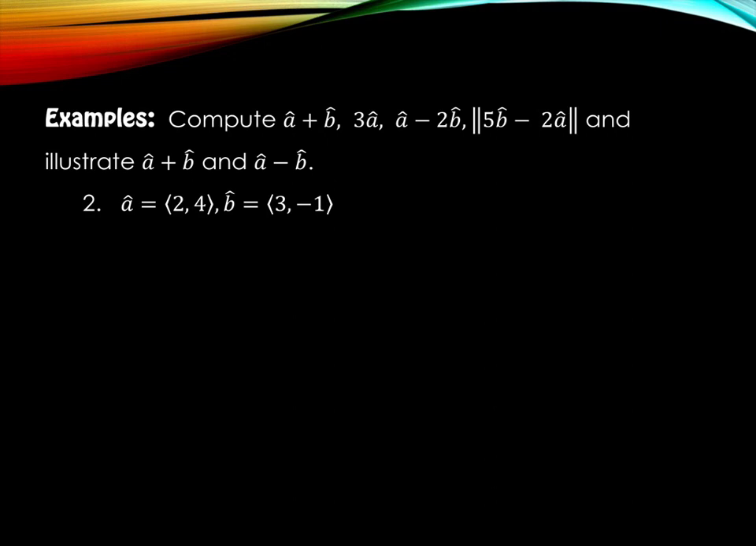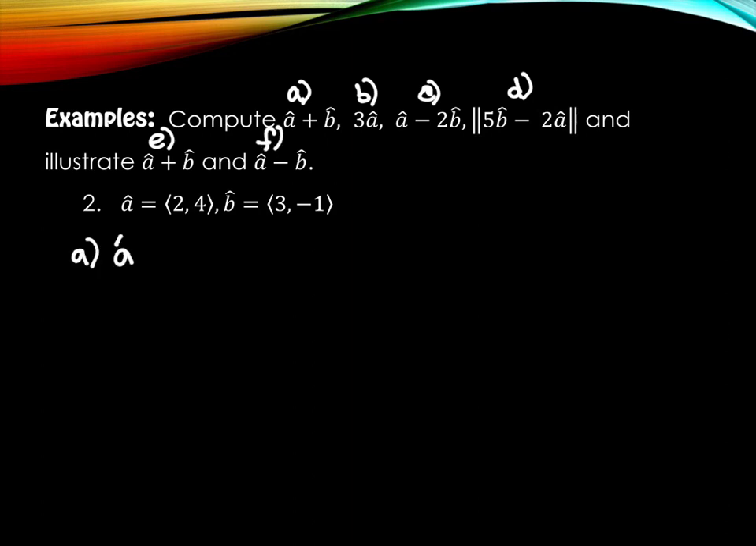Add them together. You're just going to add the X components together, and you're going to add the Y components together. That's it. Okay, so we're going to do that. I'll label them as parts A through F: A, B, C, D, E, and F.